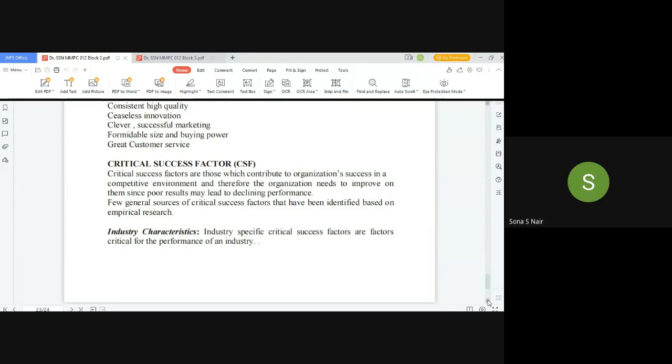Okay, so critical success factors contribute to the organization's success in a competitive environment, and therefore the organization needs to improve on them, since poor results may lead to declining performance.